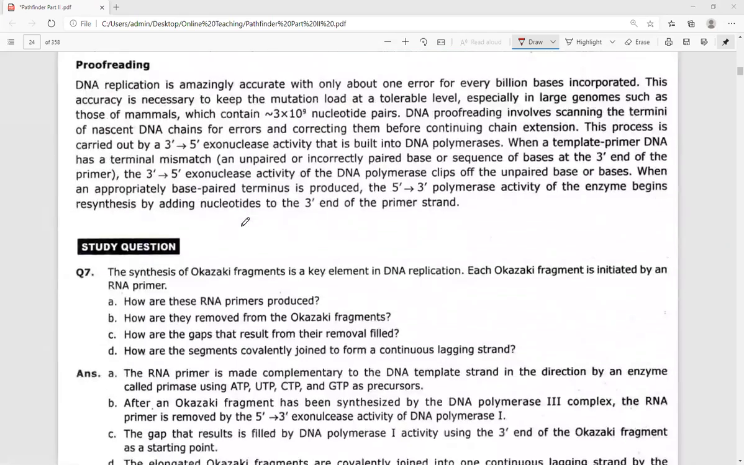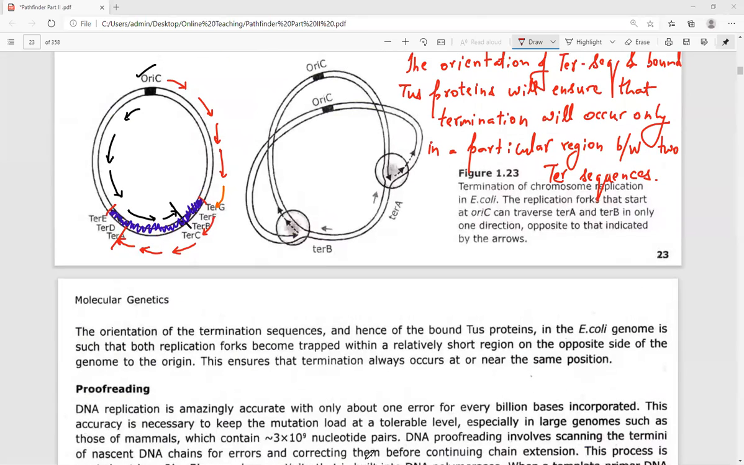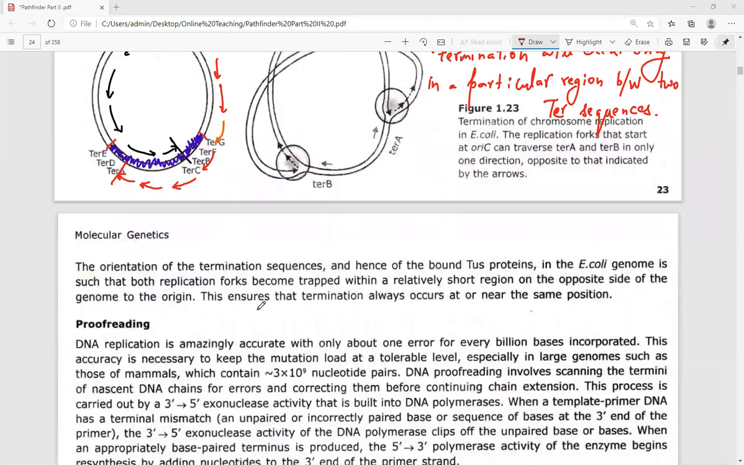So this completes the process of DNA replication. Now what we have to study is the proofreading activity. What is this proofreading activity? How is the proofreading activity performed? Proofreading activity is a type of activity which ensures that effective replication is going to take place and the replication is going to be completed in an effective manner. Now how is this proofreading activity going to be performed?